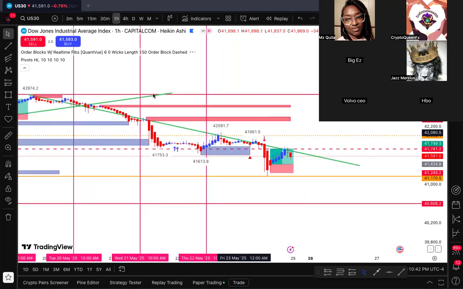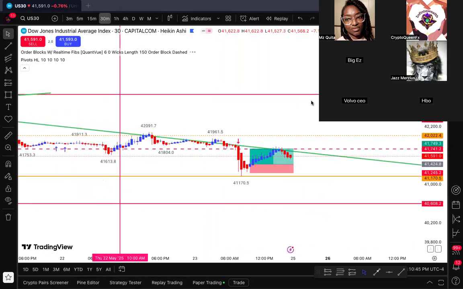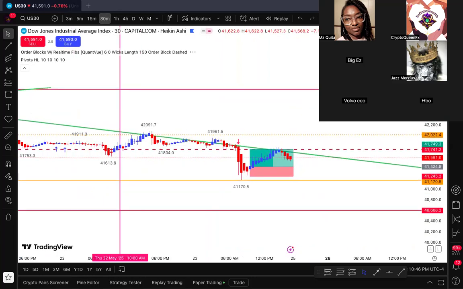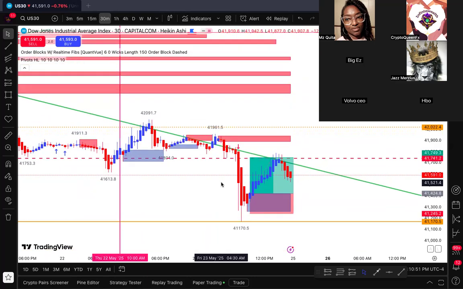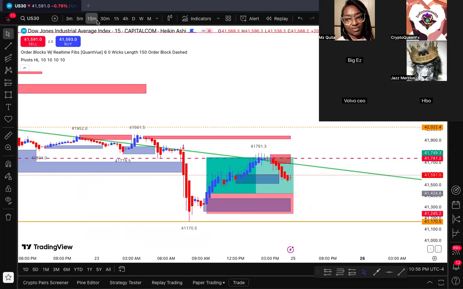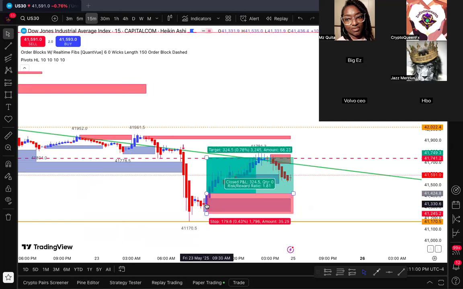And I'm looking to see it happening on a smaller time frame. I'm looking to see the move forming on a smaller time frame. Like right here. I didn't enter on this candle, but this was it right here. It started right here.